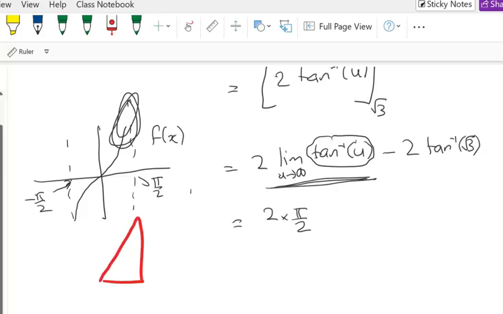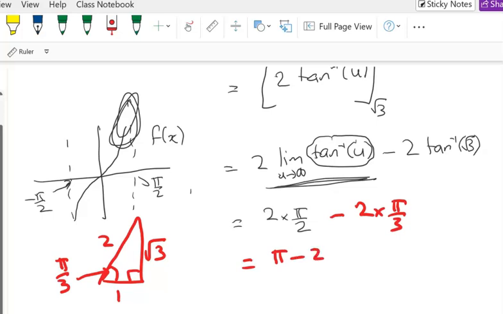And then to find tan inverse of root 3, as usual, we go to our special triangle and we say that this angle here of pi on 3 will work. So it's 2 times pi on 2 minus 2 times pi on 3, which gives me pi minus 2 pi on 3 for a final answer of pi on 3.